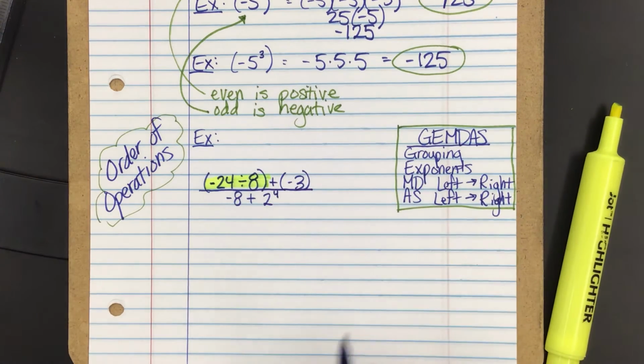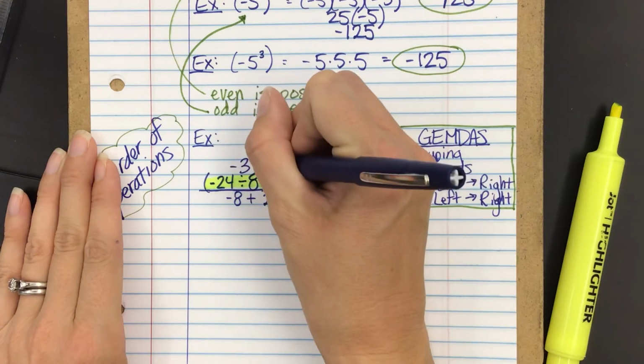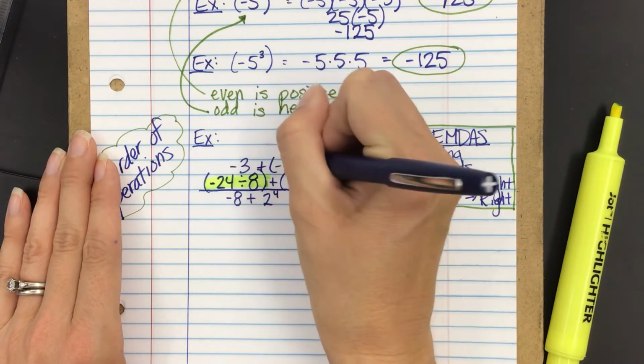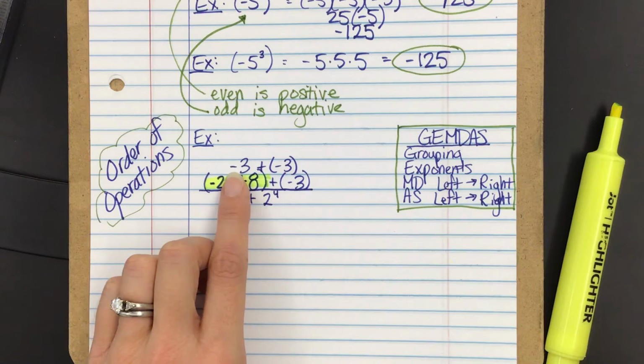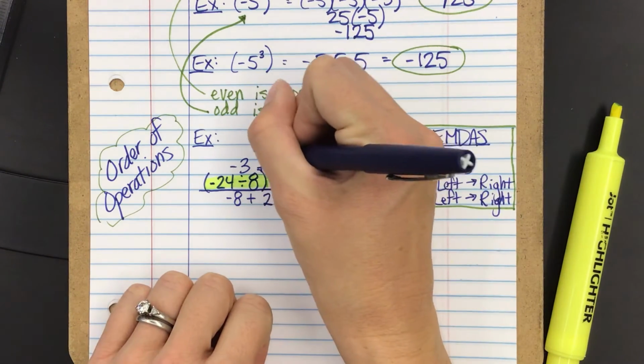Okay, so we're going to do that grouping first. Negative 24 divided by 8 is going to be negative 3. Then negative 3 plus the negative 3 is a negative 6 up there.